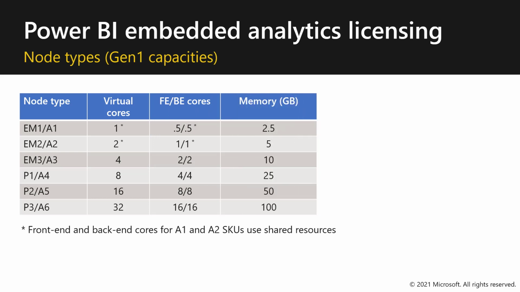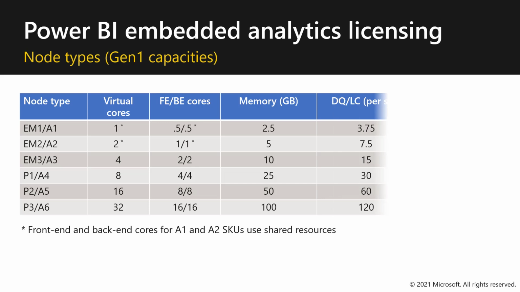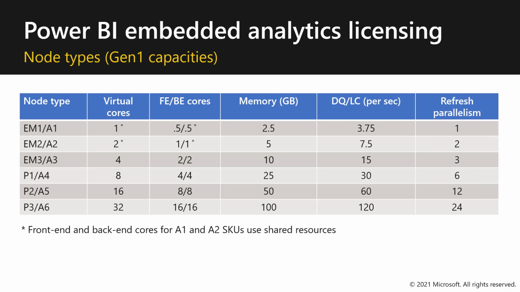Importantly, memory, when you have large data sets that you're hosting, can range anywhere from 2.5 gigabytes all the way through to 100 gigabytes. For DirectQuery and live connection throughput, it can range from 3.75 per second all the way through to 120 per second, supporting much higher concurrency. And for refresh parallelism, anywhere from 1 through to 24, and this is important when you've got import data that needs to be refreshed. The more parallelism, the more refreshing or the longer refresh durations can be supported.